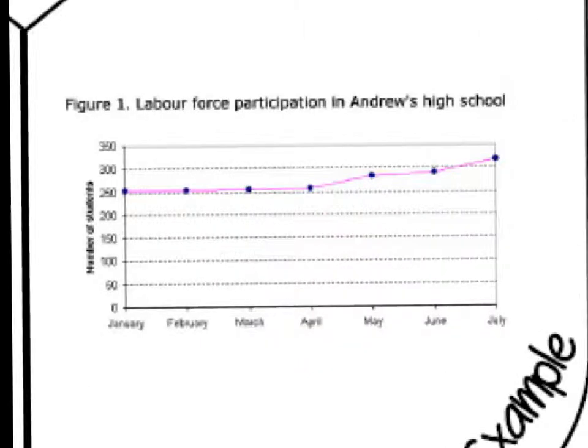Now, this is a non-example in the bottom right corner. This is not a scatter plot. This figure shows us the labor force participation in Andrews High School. And we have each month, and then on this side, we have the number of students involved. Now, this is not a scatter plot. This is a line plot or a line graph.